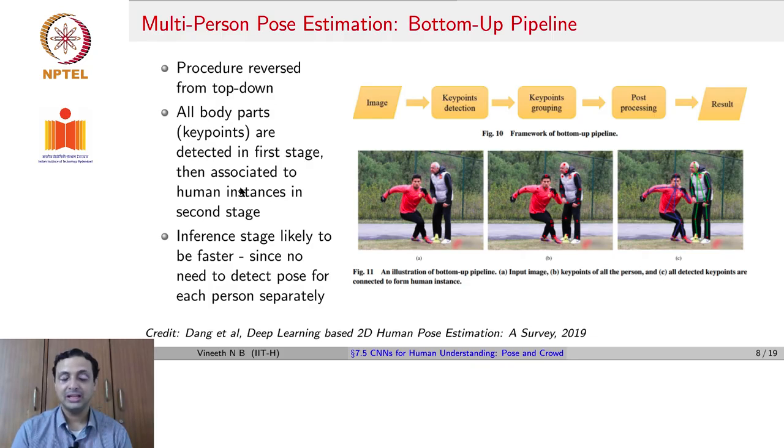And for more details of these methods, you can see this survey called deep learning based 2D human pose estimation. Evidently, you can see that in this approach, inference is likely to be much faster because you're processing all people's information at the same time rather than running each person's bounding box through different pipelines.